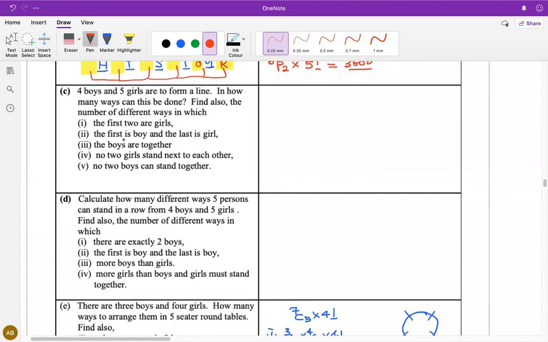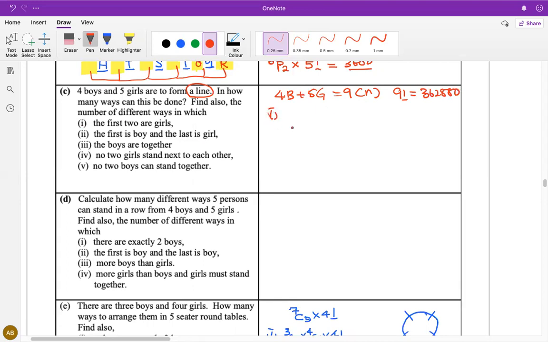Okay, 4 boys and 5 girls are to form a line, not a circle. In how many ways can this be done? Okay, so the first thing is a bonus. So 4 boys plus 5 girls, so you have 9. So n is 9, so it's 9 factorial. So 9 factorial is 362880. Okay, number 1.